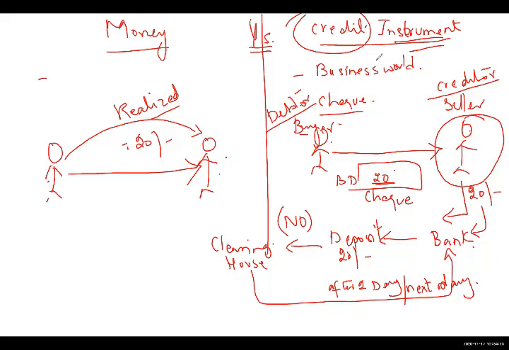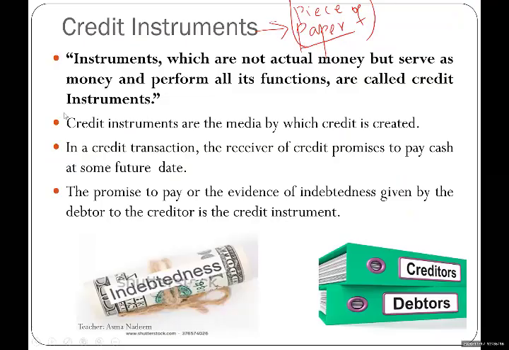Come to the business world. When we make the payment with the help of a credit instrument, there is no end of transaction. The transaction will end when the payment realizes into the seller's account. So now coming back to the slide, credit instruments are the media by which credit is created. When we are making the payment using a credit instrument, credit is created automatically, because the payment will never realize on the spot. Payment will realize in future.